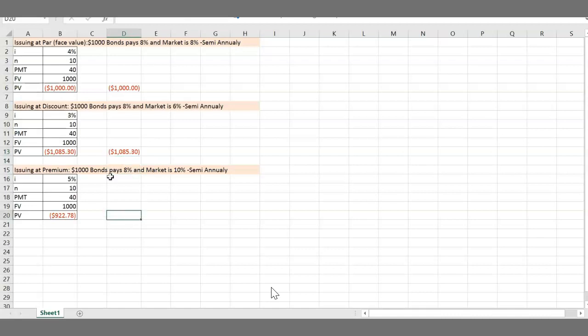Same thing here. If the bond is paying 8%, however, the market is 10%, so the bond is not paying enough. So in that case, the bond will be issued at a discount.